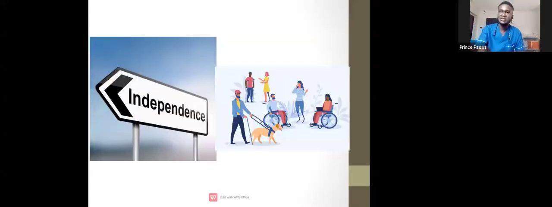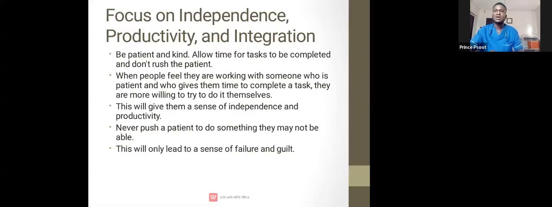Gaining independence. So focus on independence and the integration. Still on that point, you have to be patient and kind. Allow time for tasks to be completed and don't rush the patient. Never be in a rush when dealing with patients like this. Never be in haste. Never be too in rush.